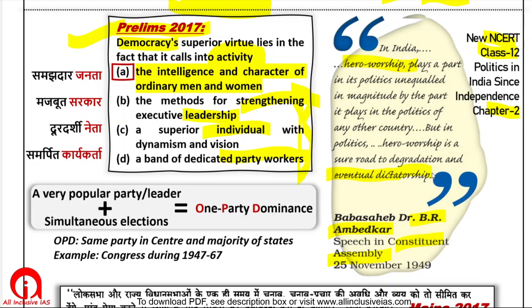Today you are very happy that we have a very strong leader. We are so lucky to have such a strong leader among us, but it will definitely lead to dictatorship. That is what Ambedkar warned us 70 years ago. Now when we have simultaneous elections, and we also have in India a very popular party or leader, what will be the result? The result will be one party dominance.